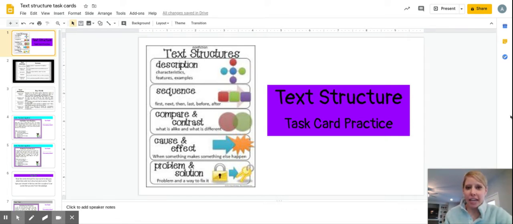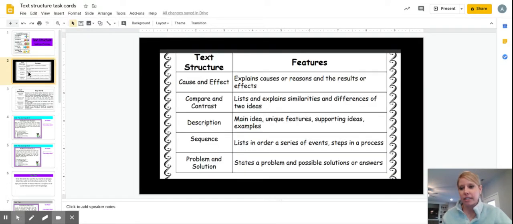So today we are going to be doing an activity to review all of the text structures that you have been learning about the last few weeks in reading class. So the first thing we're going to do is review those 5 text structures that you've been looking at in nonfiction texts.